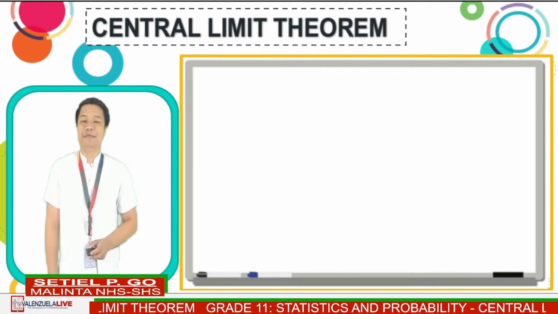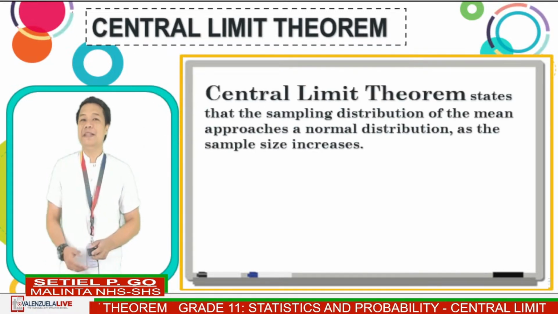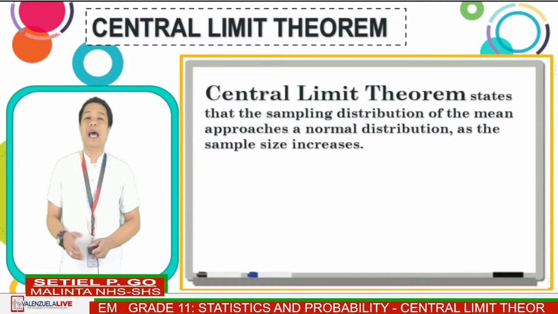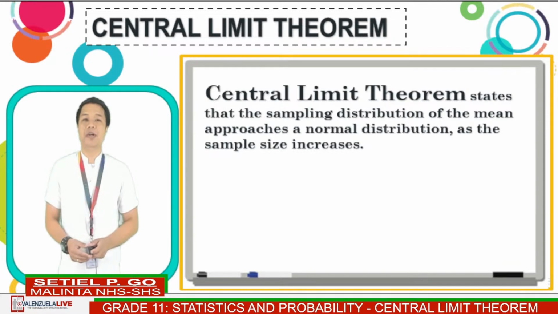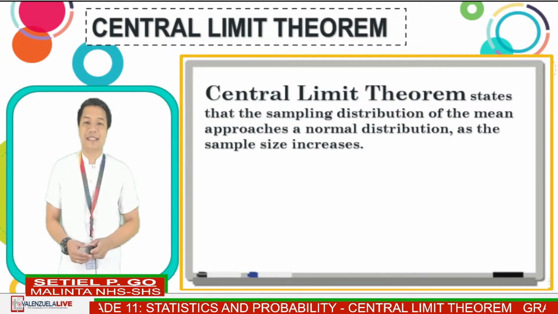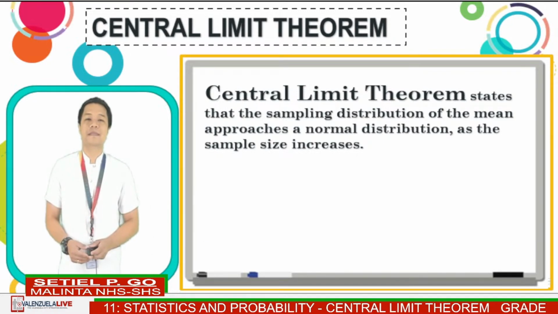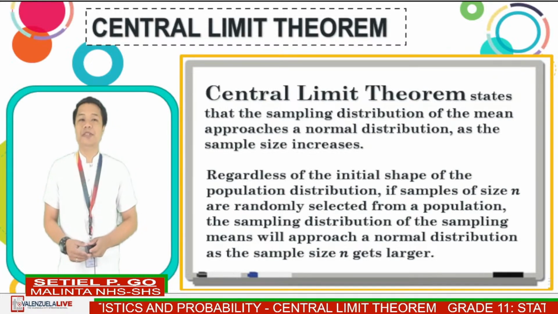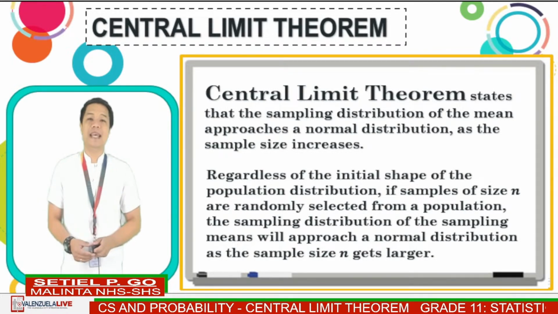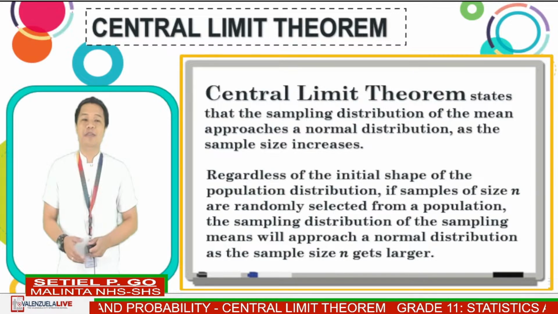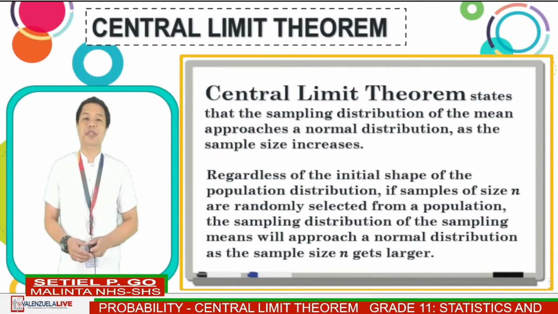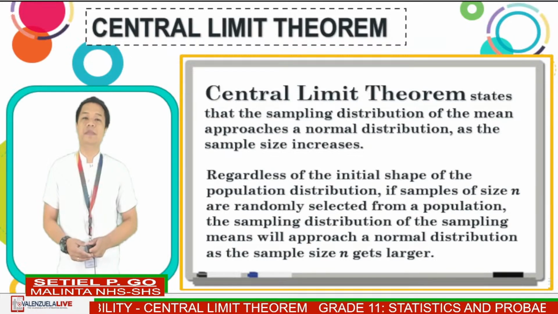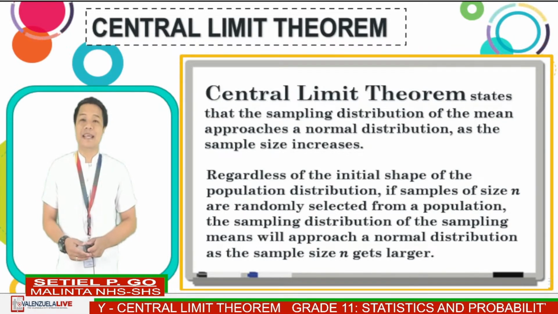the central limit theorem. The central limit theorem states that the sampling distribution of the mean approaches a normal distribution as the sample size increases. Regardless of the initial shape of the population distribution, if samples of size n are randomly selected from a population, the sampling distribution of the sample means will approach a normal distribution as the sample size n gets larger.